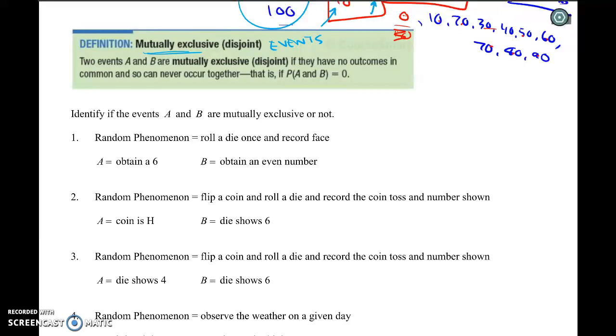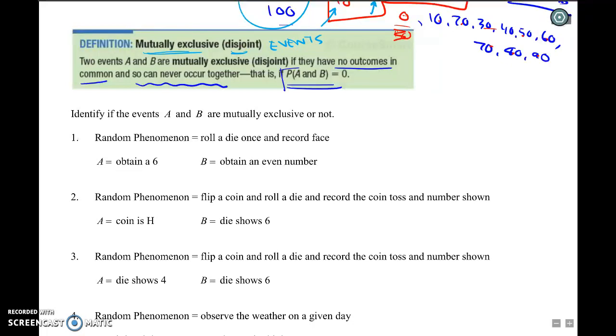But if not, this is a topic you've got to come to terms with in statistics. Two events A and B are mutually exclusive or disjoint. These are synonymous words here. If and only if they have no outcomes in common, so they can never occur together. Basically, the key is they have no outcomes in common, or they can never occur together. In other words, the probability that A and B occur together at the same time would be 0.